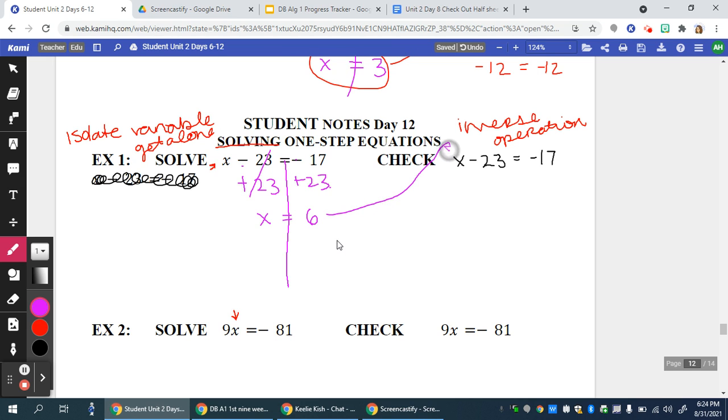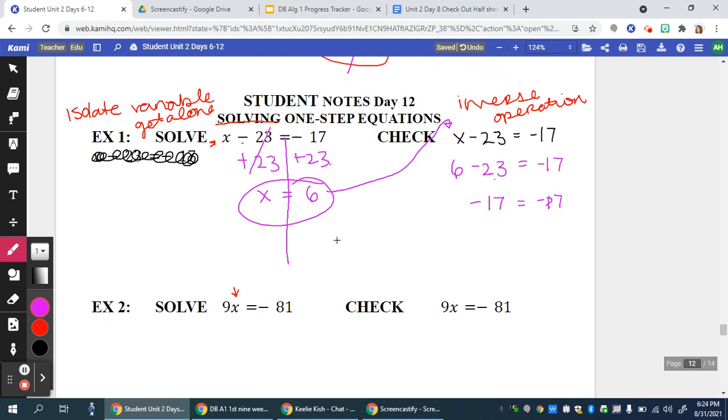And then we plug it in to check. So we should have 6 minus 23 is equal to negative 17. Again, one positive, one negative. So we take the difference, which is subtraction. So 23 minus 6, which is 17. And then the sign of the larger number, which is negative 23. And we do have negative 17 is equal to negative 17. Woohoo!